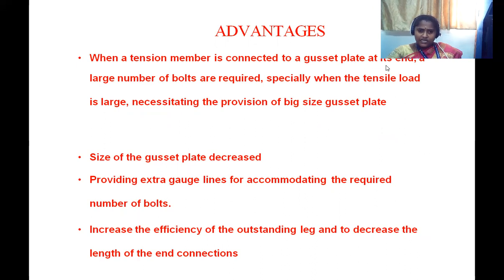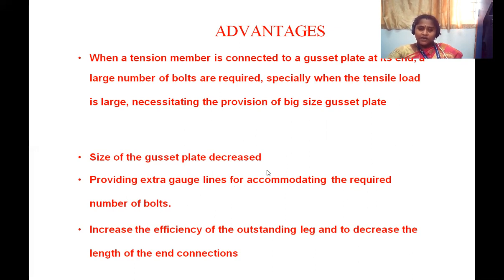When a tension member is connected to a gusset at its ends, a large number of bolts are required, especially when the tensile loads are large, necessitating a big size gusset plate. With a lug angle, the size of the gusset plate is decreased, providing an extra gauge length for accommodating the required number of bolts. That is what I was telling you.